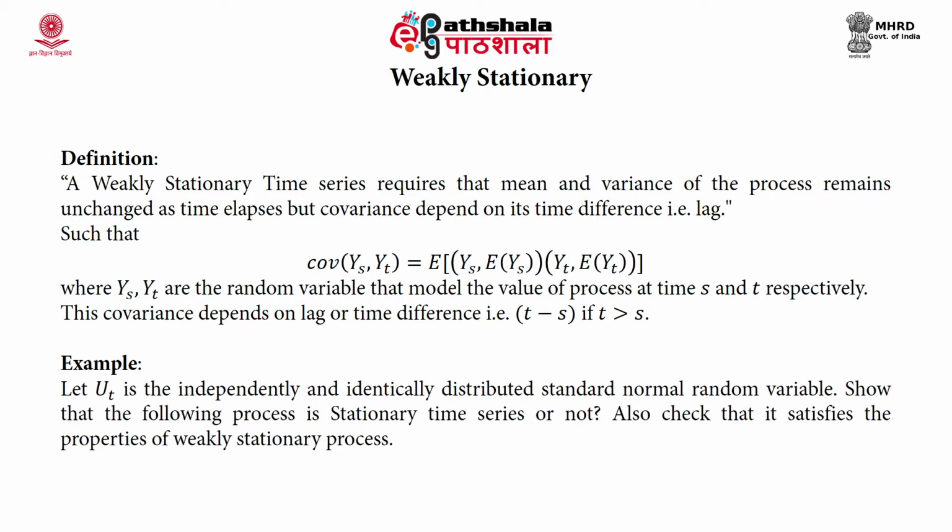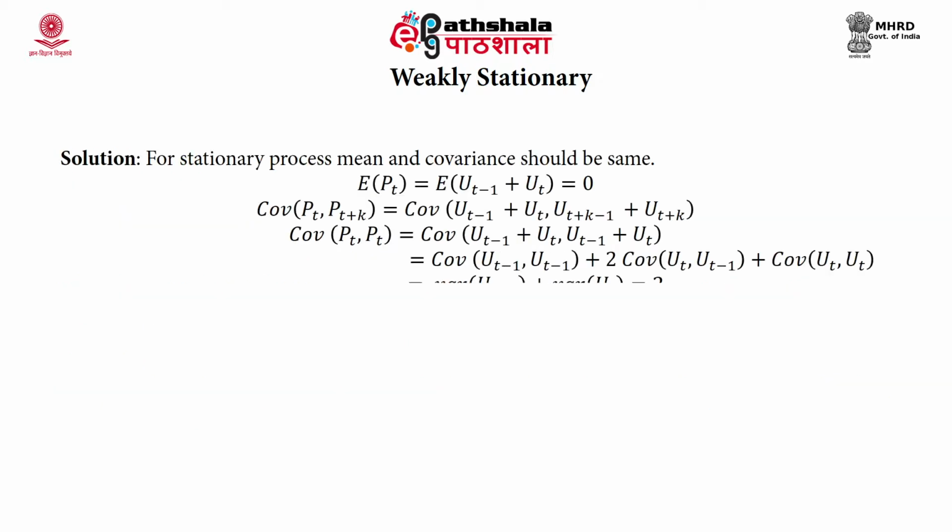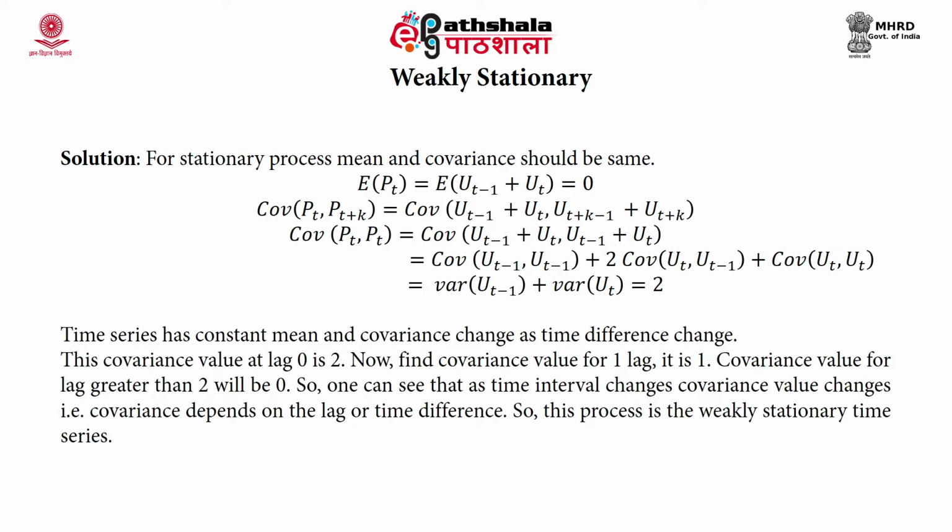Example: let u_t be independent and identically distributed standard normal random variables. Show whether the following process is a stationary time series or not. Also check whether it satisfies the properties of a weakly stationary process. So this is our process, that is p_t is equal to u_{t-1} plus u_t. We have to check whether our process is stationary, and if it is stationary then it's fine. If it's not stationary, then we have to check whether it satisfies the properties of weakly stationary or not. So this is the solution.